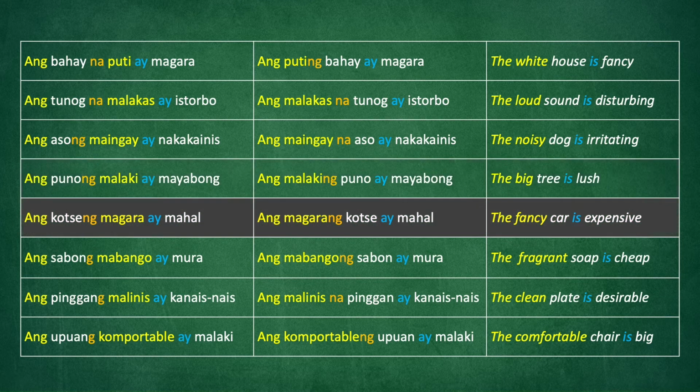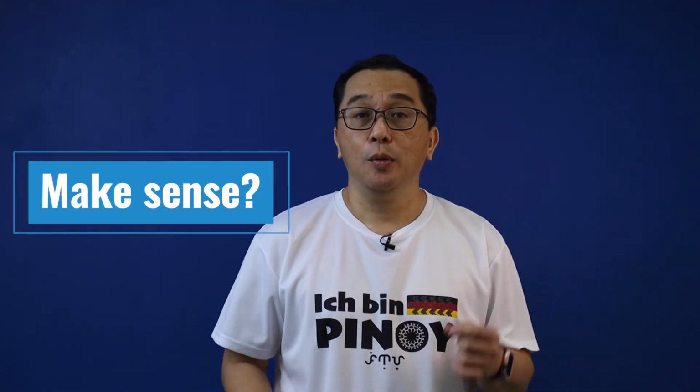Ang kotseng magara ay mahal. Ang magarang kotse ay mahal. Ang sabong mabango ay mura. Ang mabangong sabon ay mura. Ang pinggang malinis ay kanais-nais. Ang malinis na pinggan ay kanais-nais. Ang upuang komportable ay malaki. Ang komportabling upuan ay malaki. Make sense?